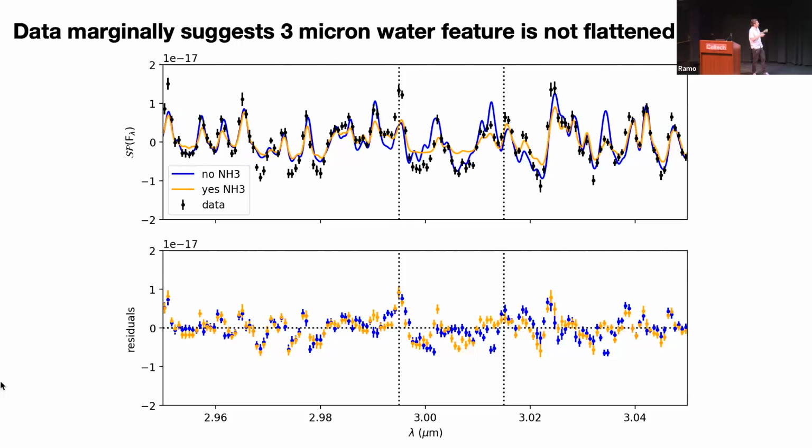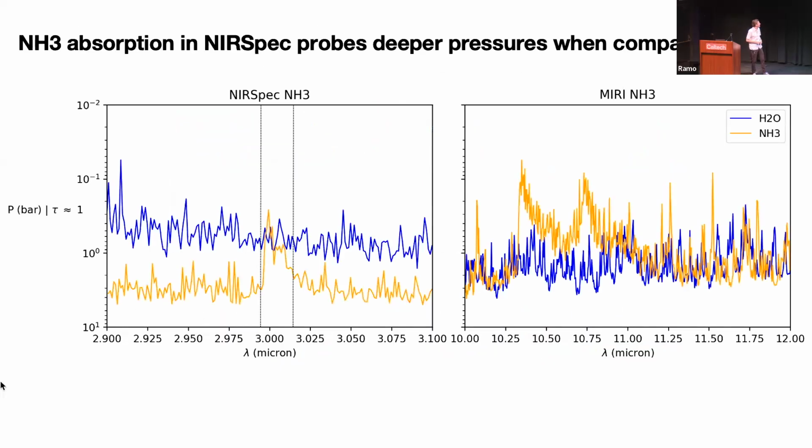And when we look in the data at this really tiny narrow region around that water feature, where there's just a handful of data points, there's a preliminary hint that the water absorption feature is not shielded as much as we might anticipate from the best fit model. And so we're thinking that this might point to slightly reduced ammonia abundances in the NIRSpec channel.